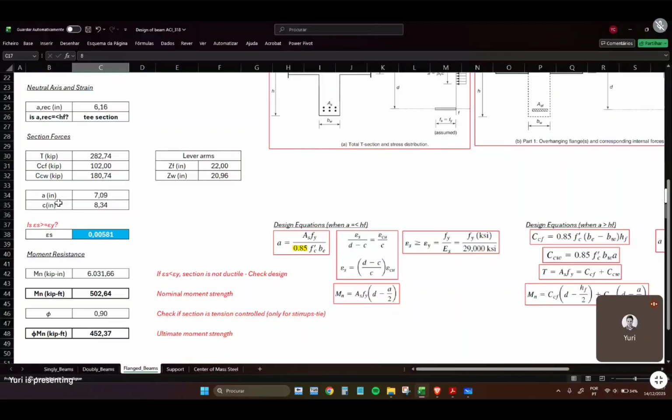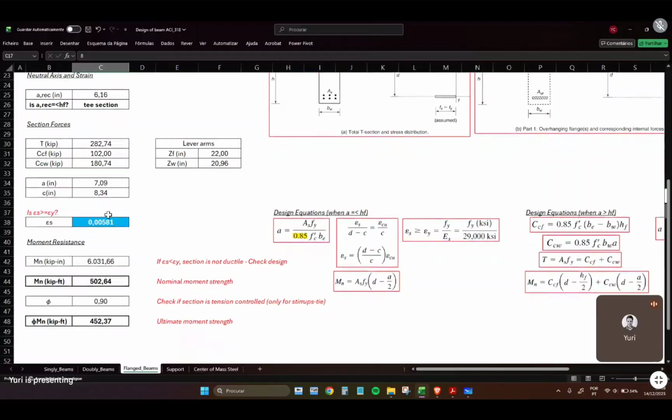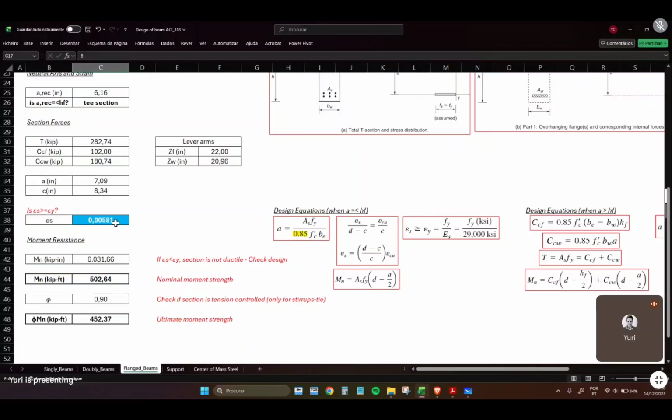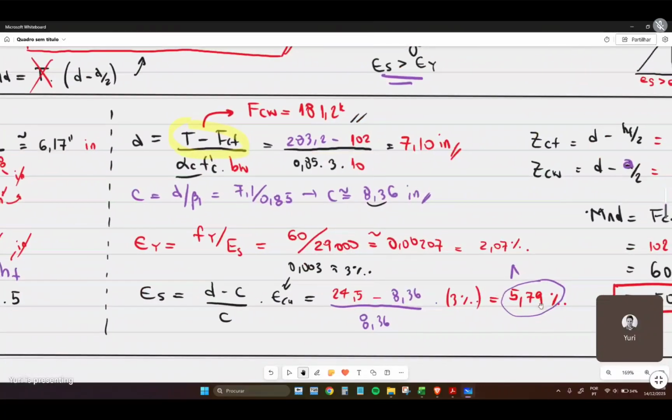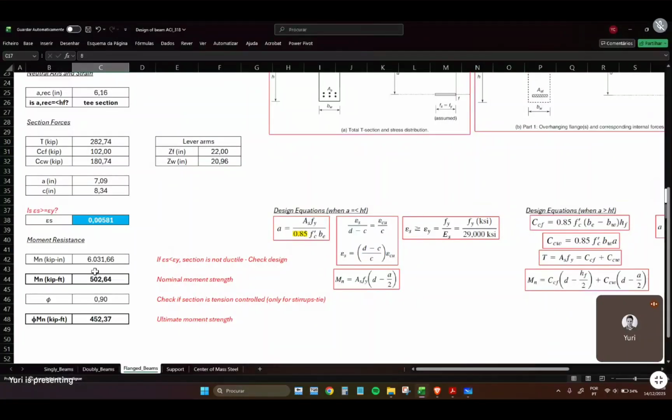And then it calculates the real position of the neutral line, which is A34, and calculates A based on the equilibrium. And then it calculates the deformation of the reinforcing steel, 5.8. I think our exercise was 5.7 something, almost 5.8, so it's very similar. Then it designs the bending moment based on the lever arms as we did it.